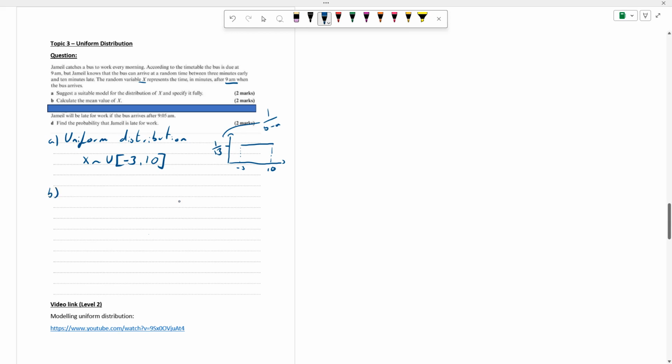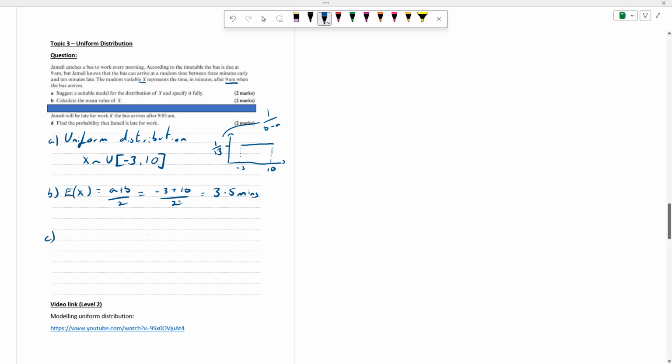Now part B, calculate the mean. So the mean is E of x. Now again, this is in our formula booklet. It's a plus b over 2. So I've got -3 plus 10 over 2, which is going to give me 3.5 minutes. So on average, it's 3.5 minutes late.